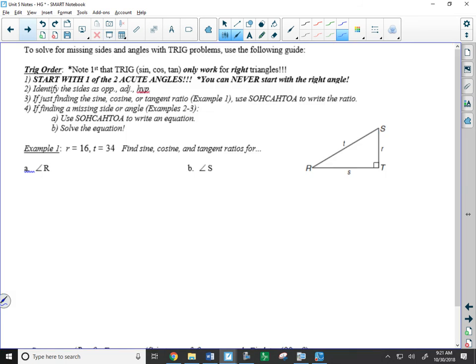We just did that, and we're going to talk about this. Two types of trig problems. One is writing the ratio. The second, which we'll do in a minute, is solving for a missing side or angle.